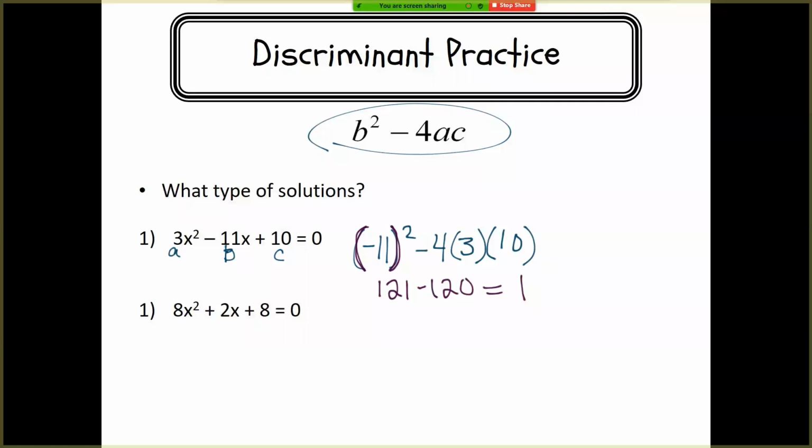So then I'm asking myself, is 1 positive, negative, or 0? It's positive. So since it's positive, that tells me I have 2 real solutions. And that right there is my answer. So since I got a positive number when I computed the discriminant, I know that I have 2 real solutions.